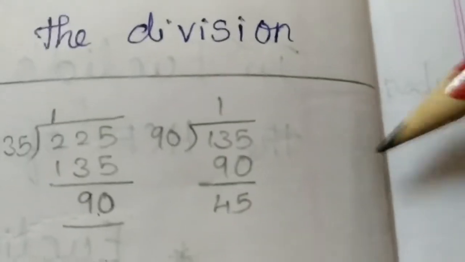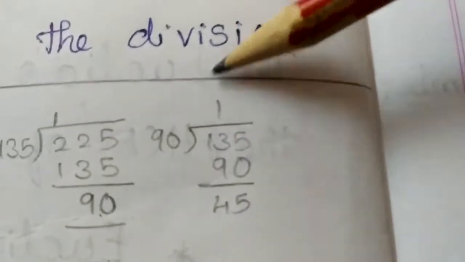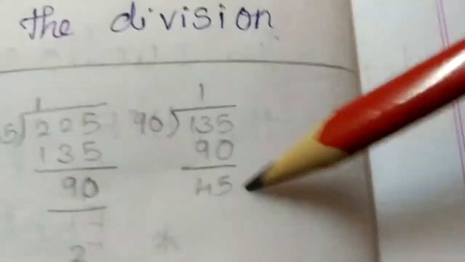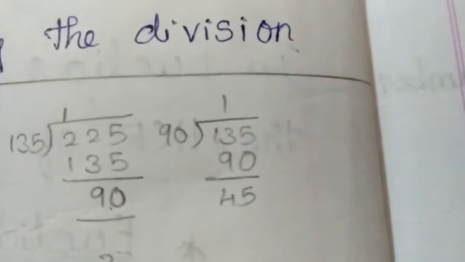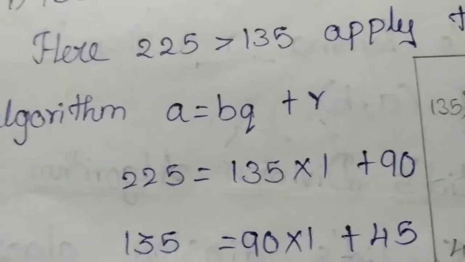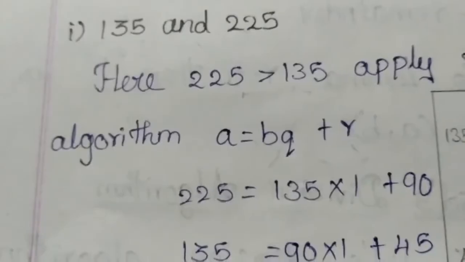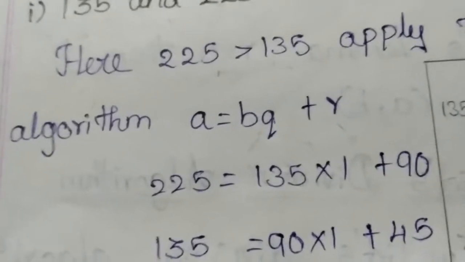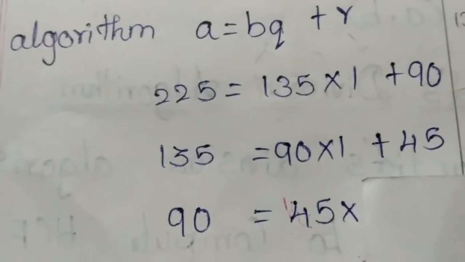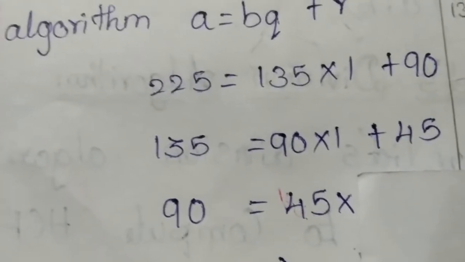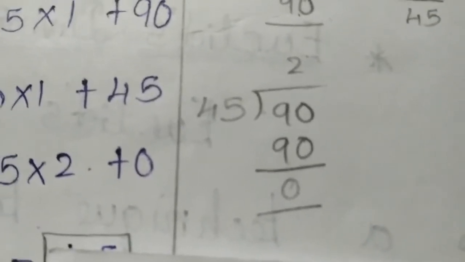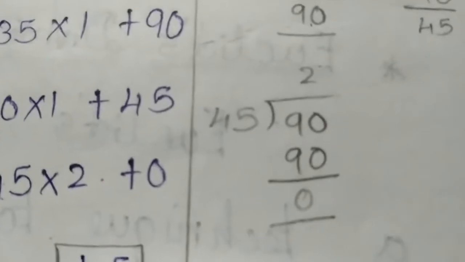See here, 135, 1 into 90 is 90, 2 will come, balance is 45, 2 into 90 will not come. So the quotient is 1 and the remainder is 45. Here also the remainder didn't come as 0, so we need to apply again. In this, the biggest one is 90 and the smallest one is 45, so A is 90 and B is 45. See here, 1 into 45 is 45, 2 into 45 is 90. So the quotient is 2 and the remainder is 0.